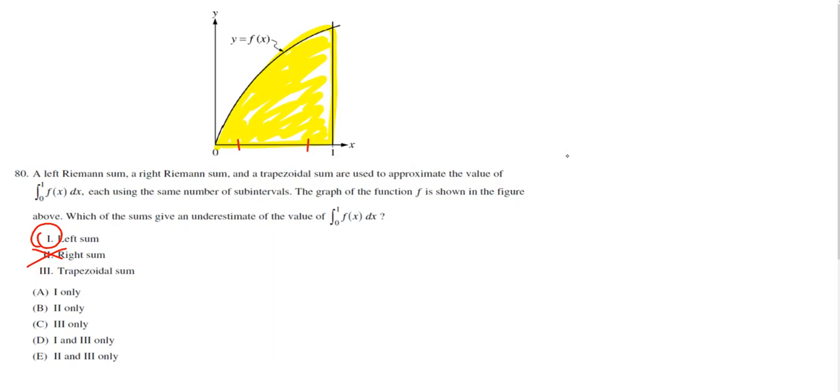Then for trapezoidal, if we connect the endpoints here, we can do any subinterval, we can see that trapezoidal will also sit under. So left and trapezoidal will be under, and that will be option D.